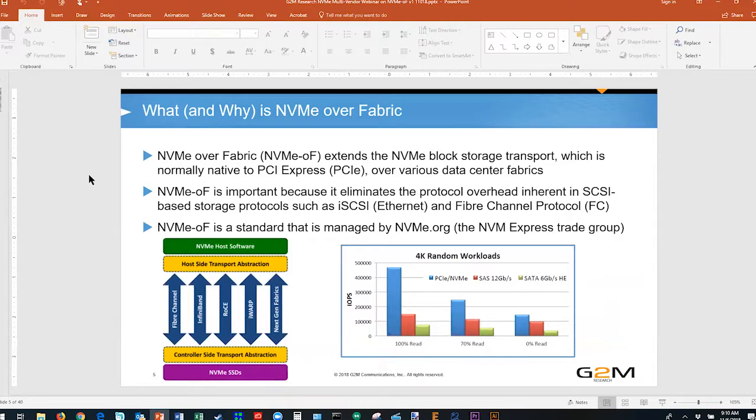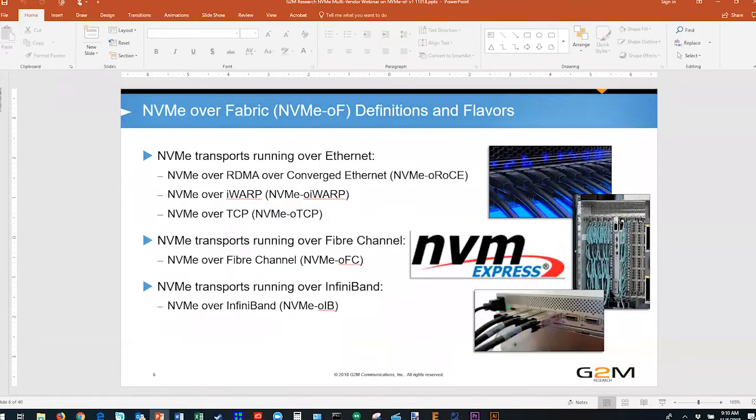As most of you probably know, NVMe over Fabric is a standard. It's managed by NVMe.org, the same group that put together the NVMe standard. And here you can see on the right some of the improvements in performance that we've gotten by going to NVMe over Fabric versus using NVMe or versus using SAS and SATA, which were both based upon the SCSI protocol.